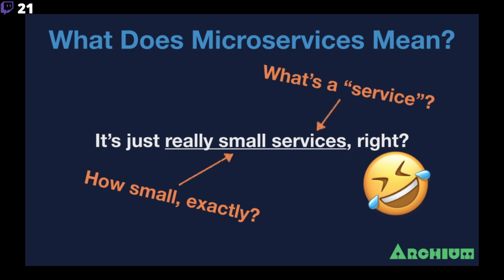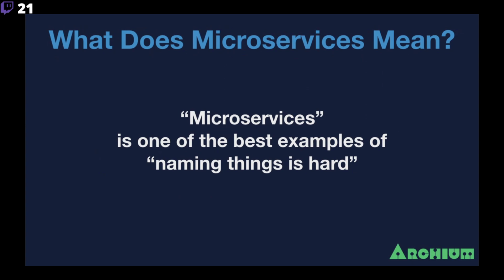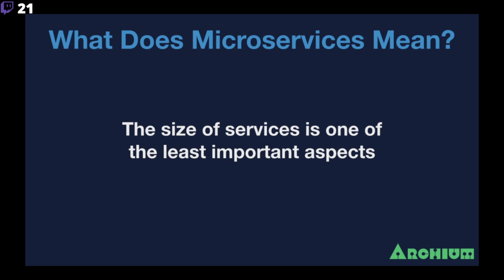And ultimately, the name microservice is one of the really good examples of how naming things is hard because the people who named this, they were thinking these services are small, but they didn't really want to emphasize the smallness. In fact, the size of a service in microservices is one of the least important aspects when you look at the pioneers of this method and how they say to go about it.